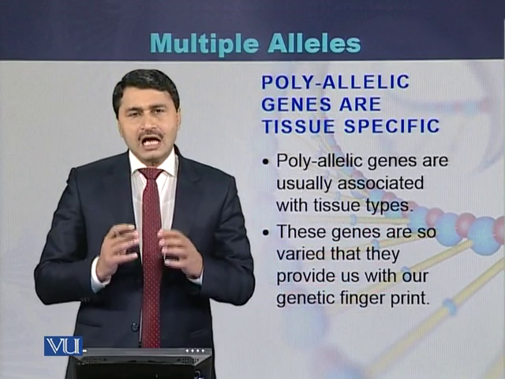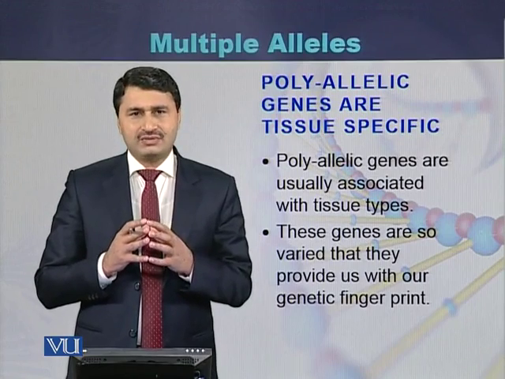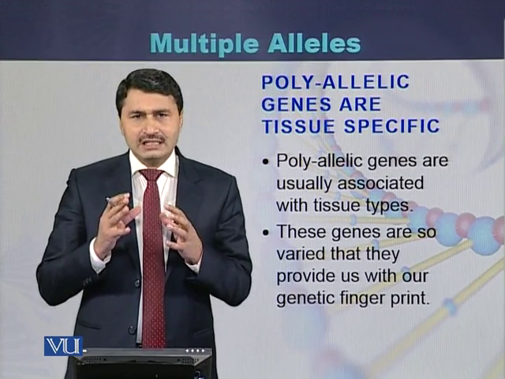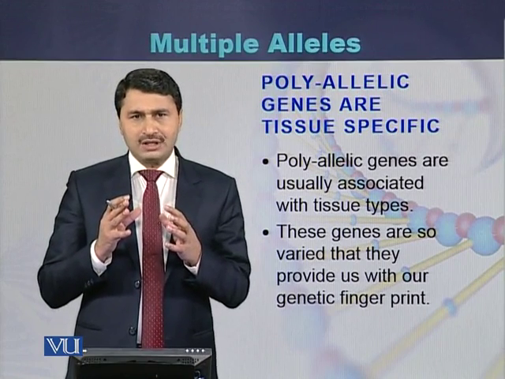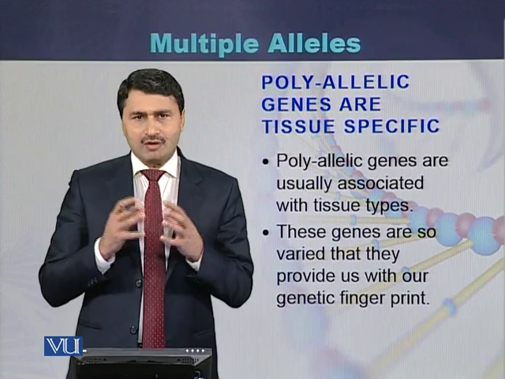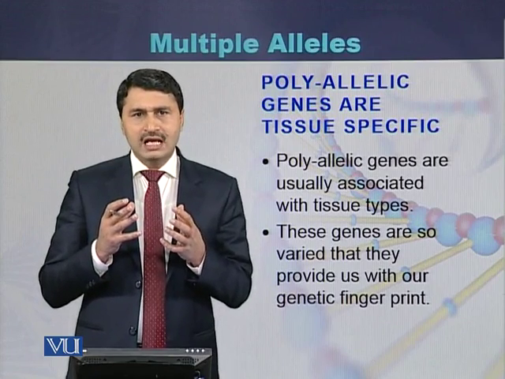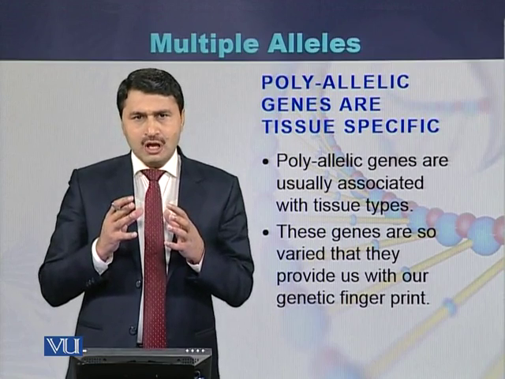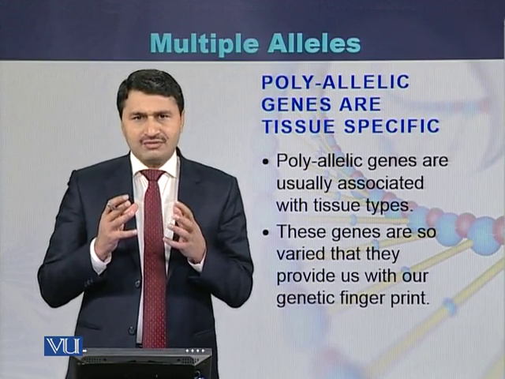Polyallelic genes are usually tissue specific. These kinds of genes are present in certain tissues of the human body. For example, in humans, skin color is a trait that is controlled by multiple alleles of different genes.